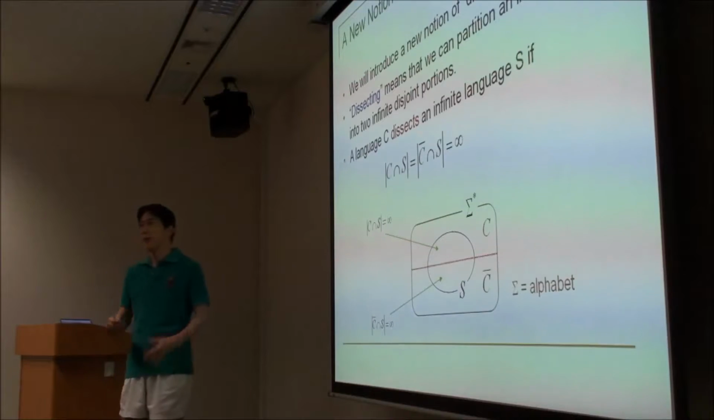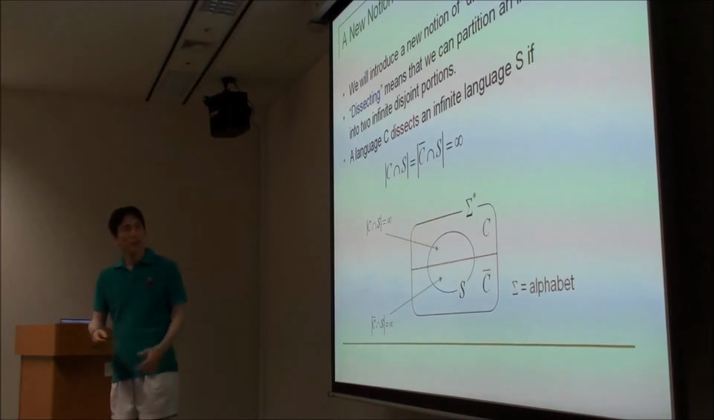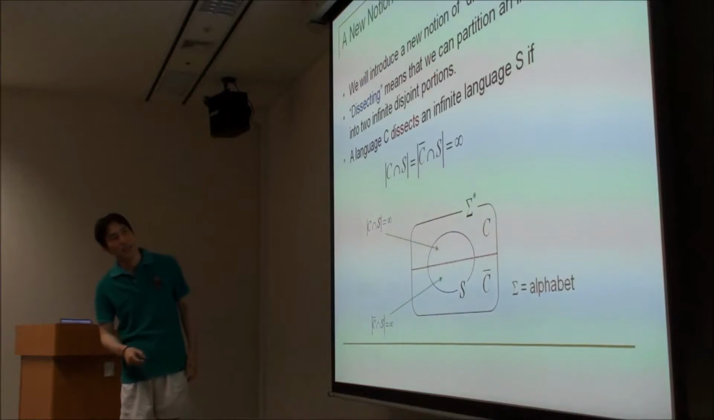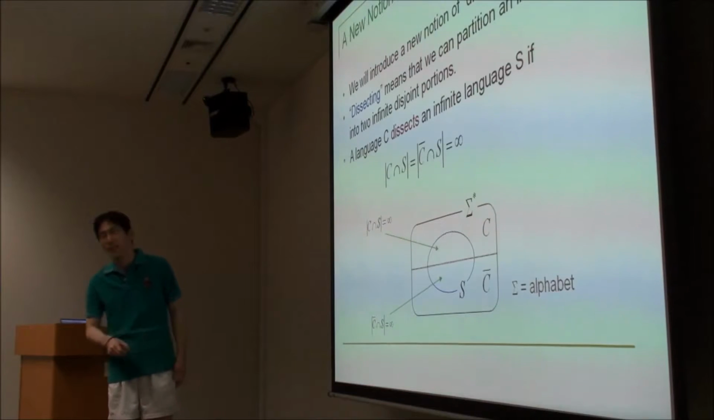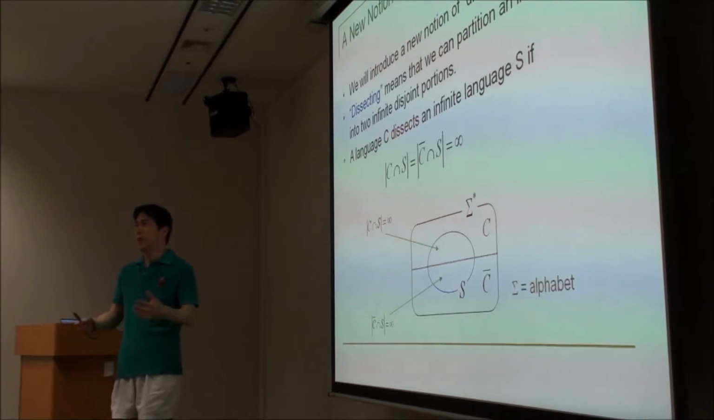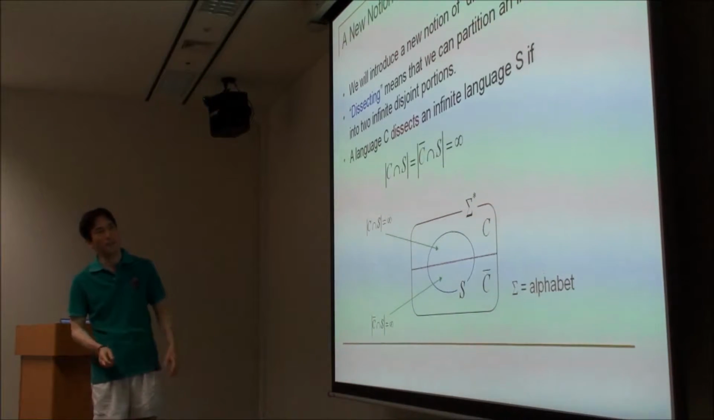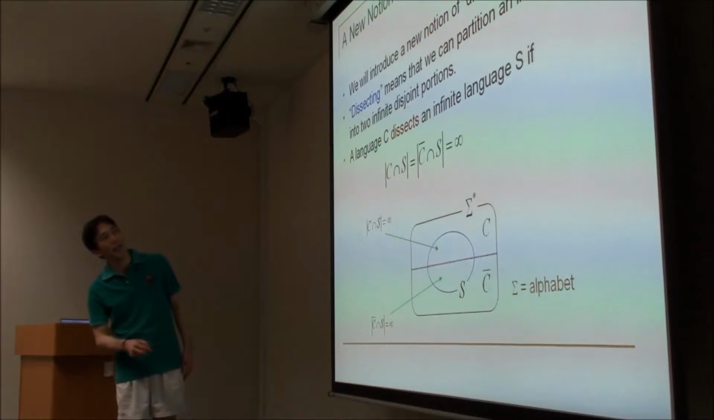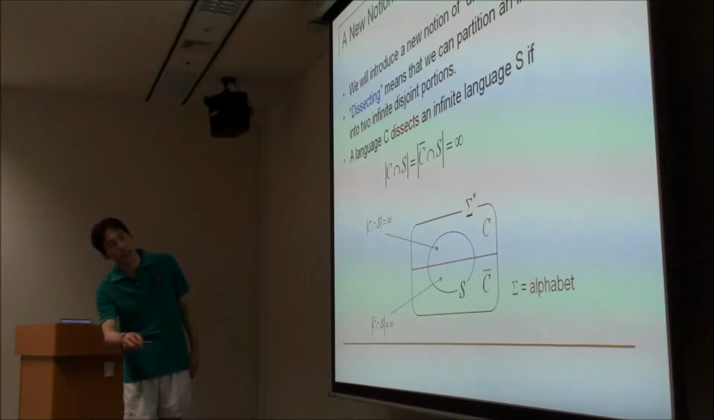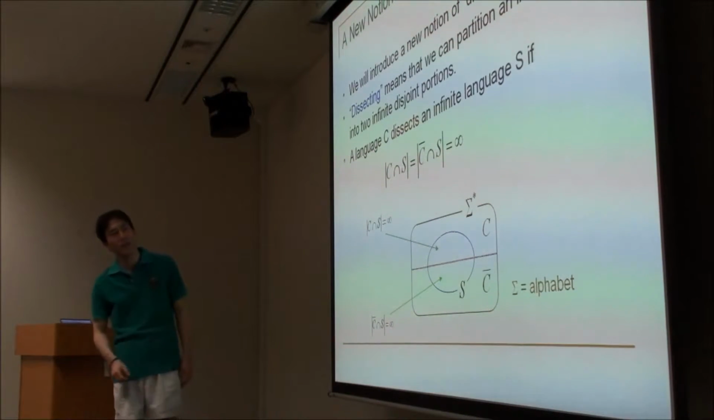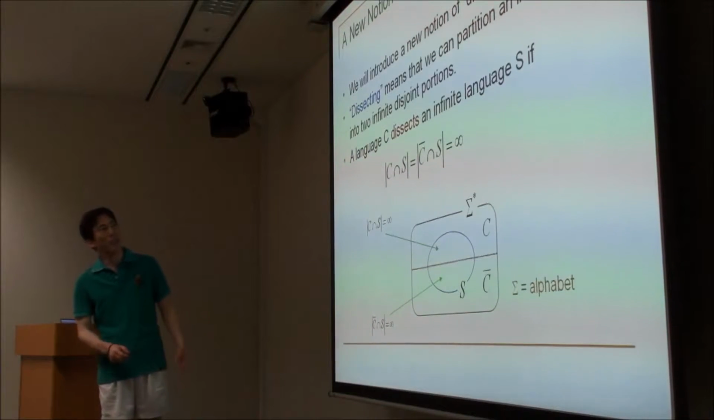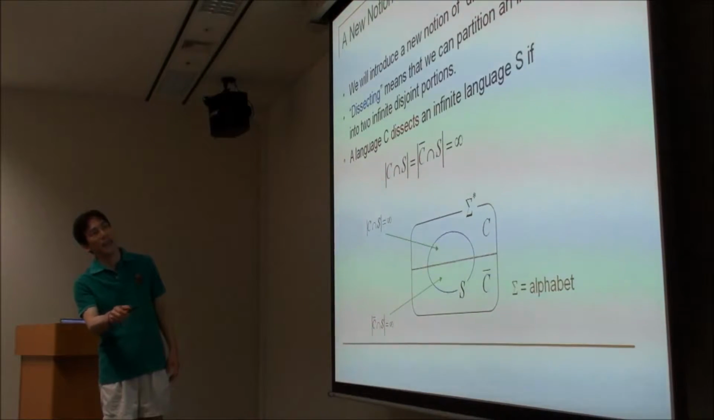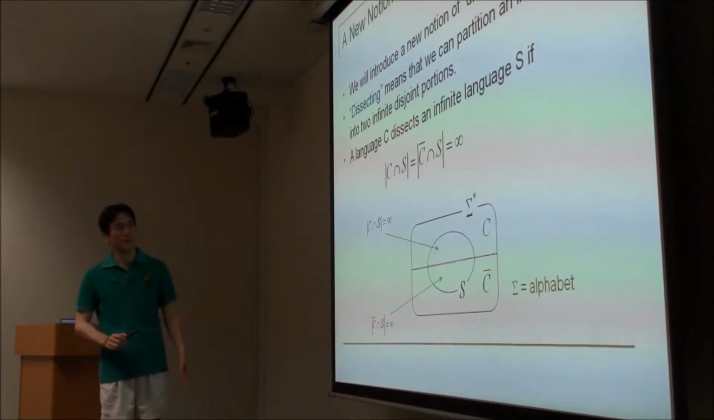Dissecting roughly means that we can partition or split an infinite set S into two segments, and both sides have to be infinite. It's very simple: if you have one big infinite set, we just split it into two infinite subsets. So how to dissect it? We take one language, C, and the complement of C. C actually splits this big infinite set S. In that particular case, we say that C dissects S. It's very simple. Nothing else.